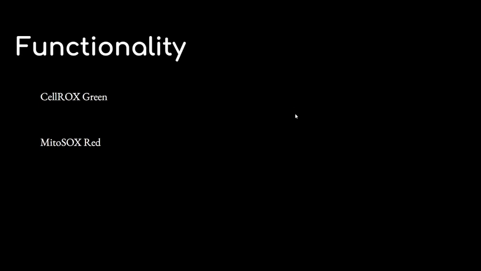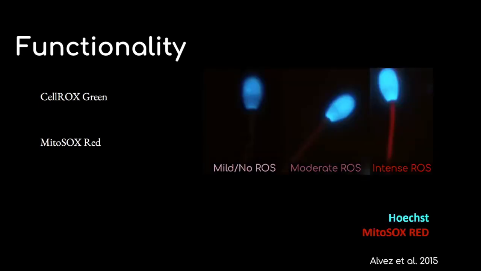And so you can use CellROX green to look at reactive oxygen species within the cellular membrane. And then you can also use something like MitoSOX Red, which looks specifically at the mitochondria. And here's an example of that. Again, not in amphibian sperm, but basically from the left there, you've got mild to no reactive oxygen species buildup. And then as the red fluorescence intensifies as you go to the right, you can gather that there's a bigger buildup of reactive oxygen species.